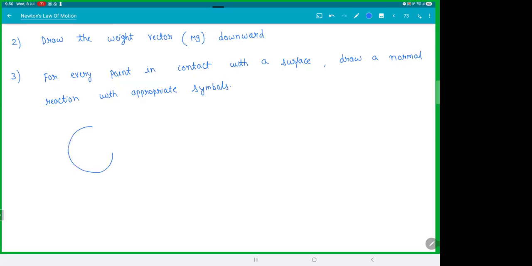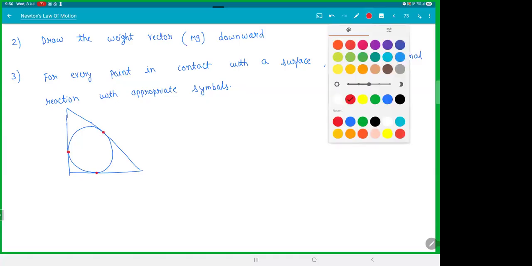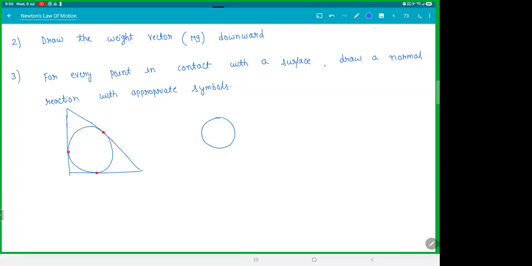For example, let's say we have a body like this. If you see here, you're touching here, you're touching here, and you're touching here. You're touching at 3 points. So when you draw the normal reactions, you draw them N1, N2, N3. They're the normals, so towards the center.